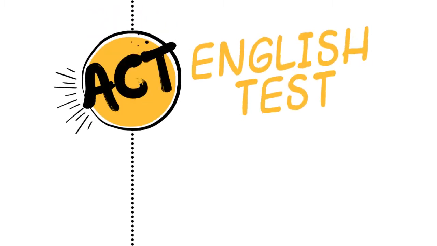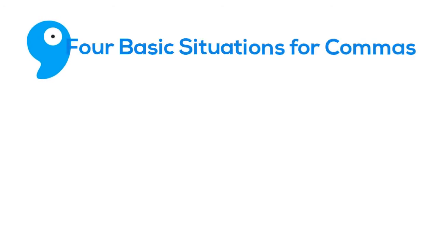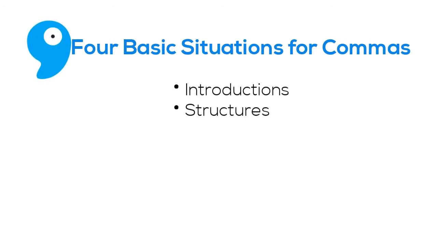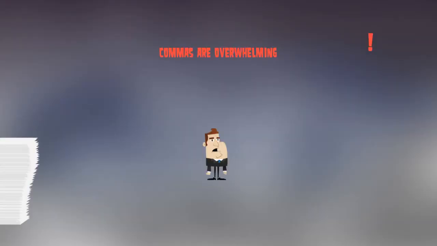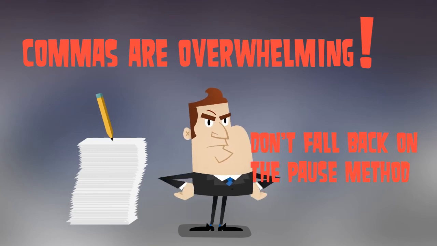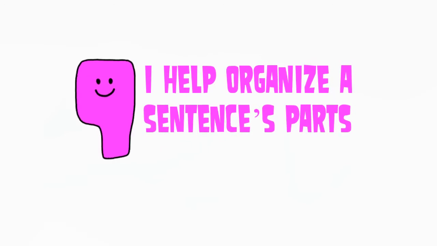The ACT English test requires knowing comma rules. There are 4 basic situations in which you'll need to use a comma: introductions, structures, interruptions, and lists. Each of these words denotes a purpose for the comma. It's no wonder that writers feel overwhelmed about comma placement. However, one point is definite: uncertainty should not lead writers to fall back on the pause method to accurately determine when to use this multi-purpose punctuation mark, as it's not always accurate. Instead, remember, commas help organize a sentence's parts.